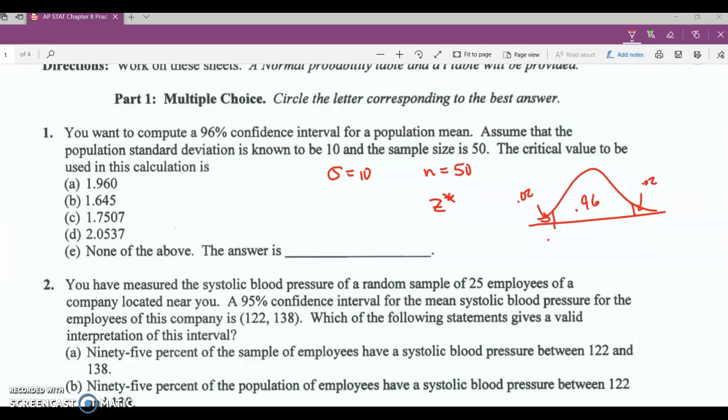So if you're going to do it using the calculator, you would do inverse normal 0.98 for your middle. I'm going to just flip to the table, and a 96% confidence interval. My z star is, now the table says 2.054, so that's the closest. The calculator would probably be a little bit more accurate and closer to 2.0537.